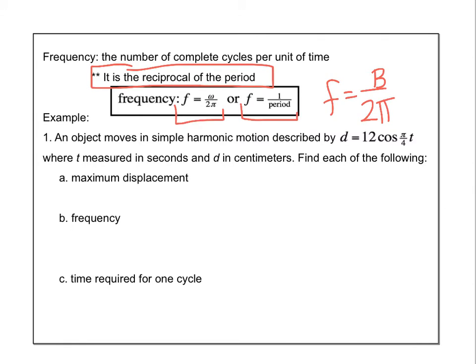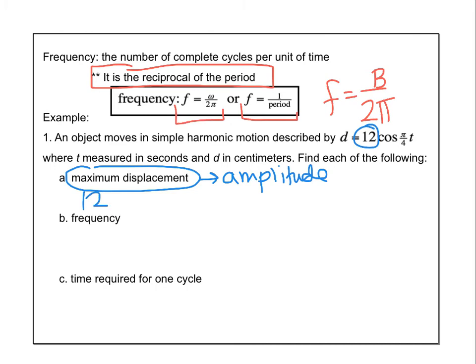So in the next example, they actually give you your equation and you have to answer the question. So the first one says the maximum displacement, which really is just another word for the amplitude. It'll say displacement here, but that's just your amplitude, which is 12. The frequency, we have to use the formula for. So we're going to do b over 2 pi, which b in the problem is pi over 4.